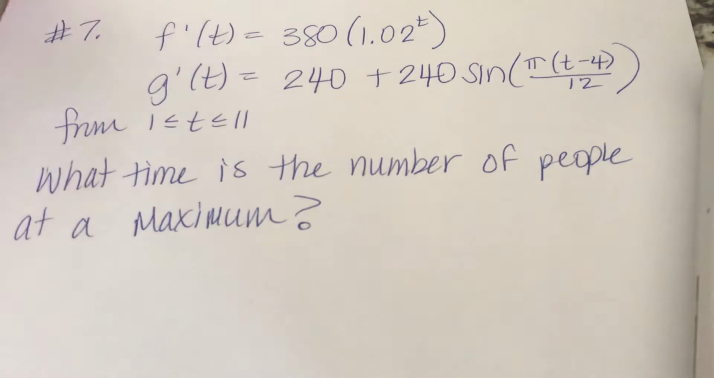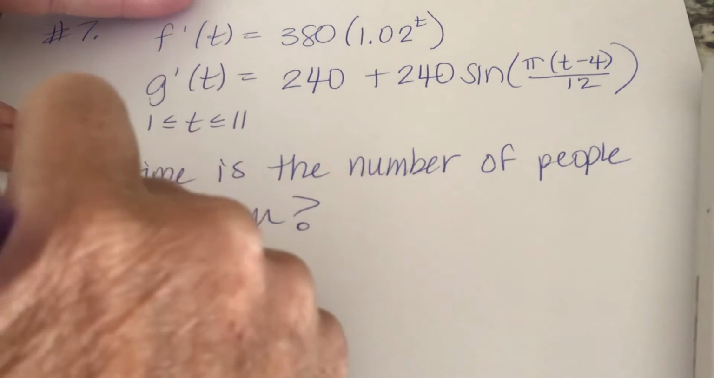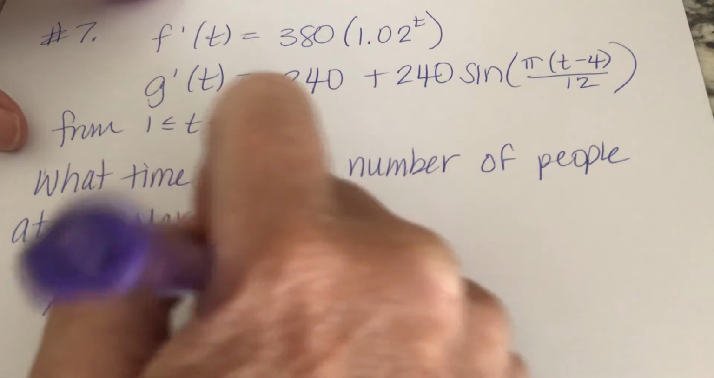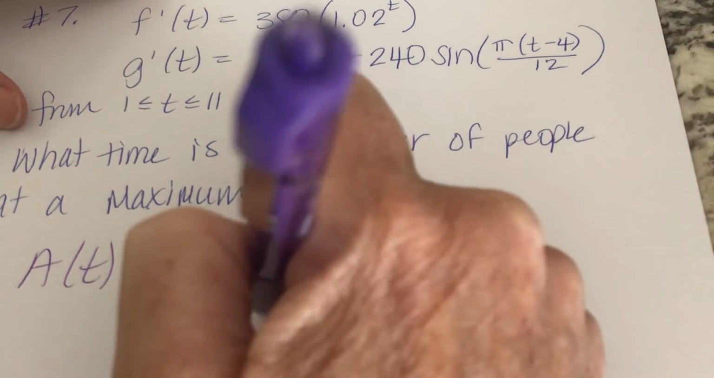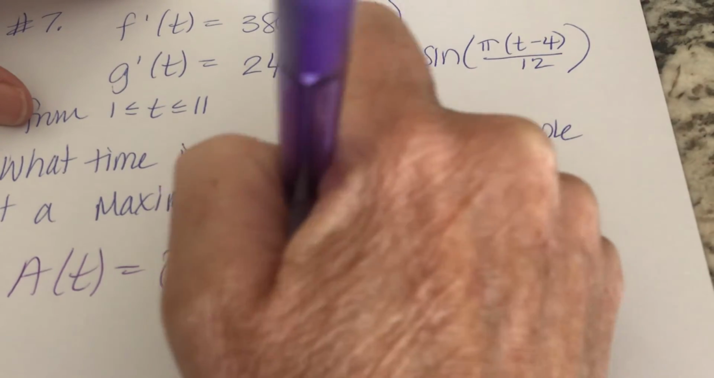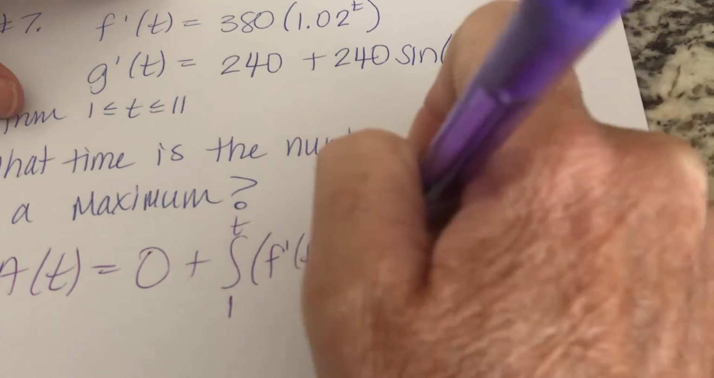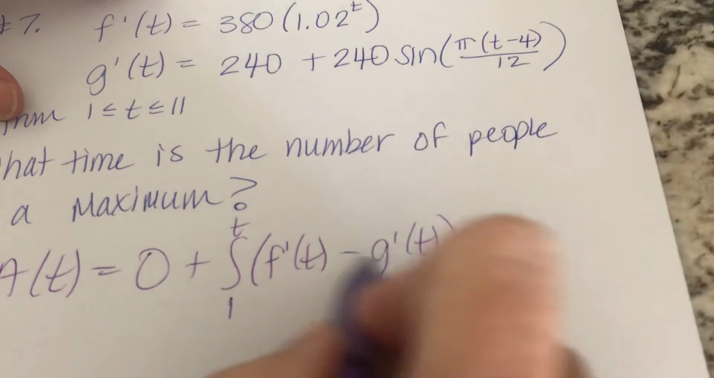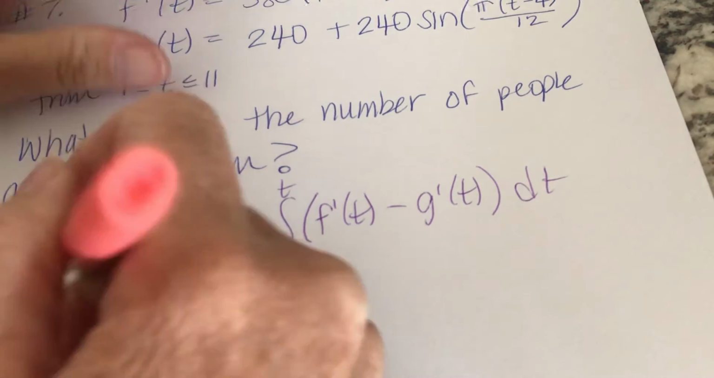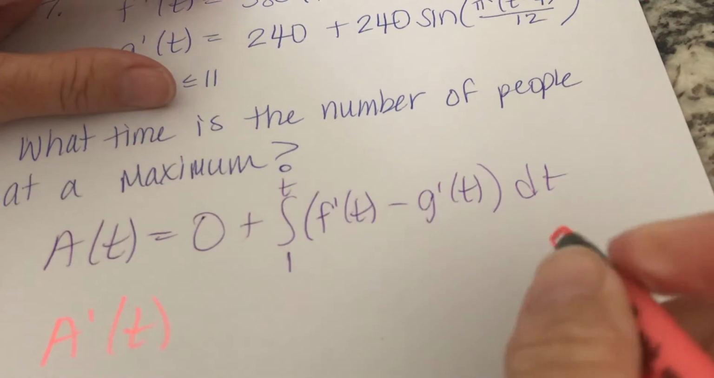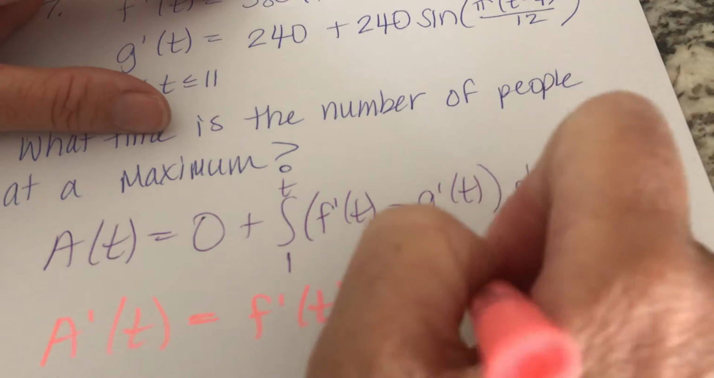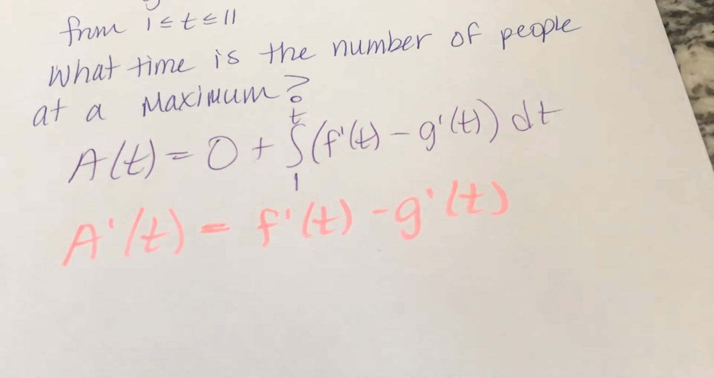And then down here, because for the amount of people in the castle, I always use a of t, we would start with the original number of people in the castle, which there were none, so that's a 0. And then integrate from 1 to t. It's a 1 because the interval was 1 to 11. And then we need f prime of t minus g prime of t. That's the rate in and the rate leaving. So remember, when we want a maximum, we actually go to the derivative. Well, the derivative of this thing is just going to be f prime of t minus g prime of t. There are different ways to do this, but this is the way I would do it.